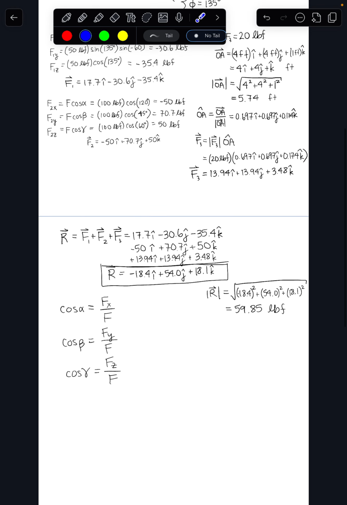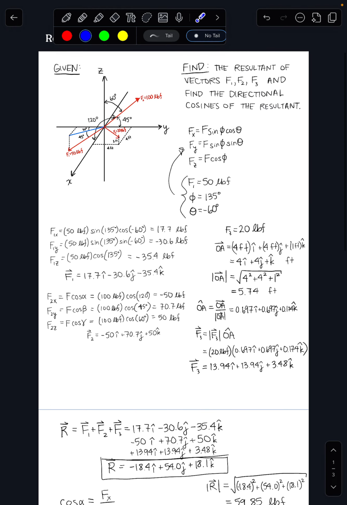Okay, and I guess another thing we could take a look at is our resultant vector, the direction that it's pointing, right? It's pointing in the negative x, positive y, and positive z. So let's look at that. We're pointing negative x, positive y, positive z. So we're pointing pretty close to the same direction as F2. And that seems to make a lot of sense to me because F2 is our biggest force vector here. So it makes sense that that would be the one that dominates.